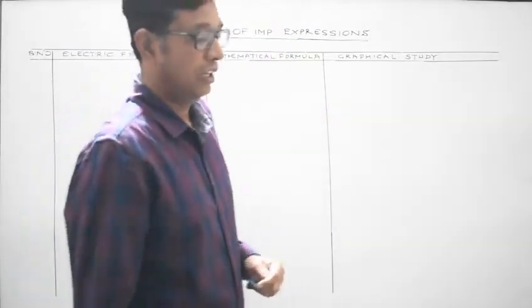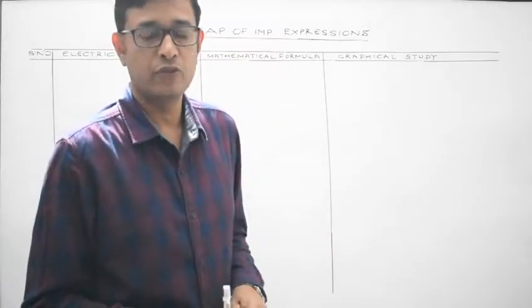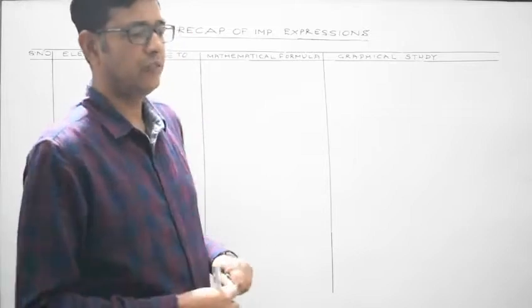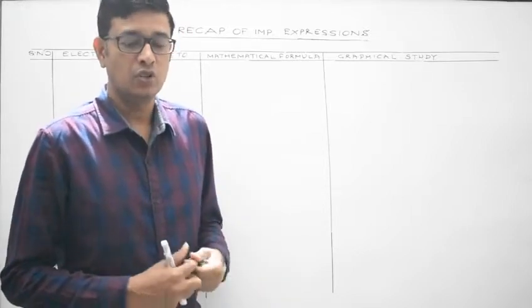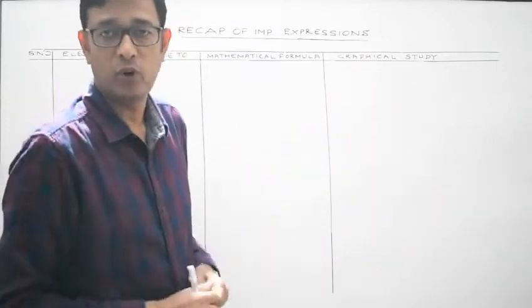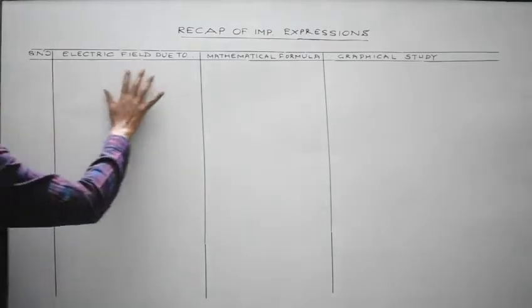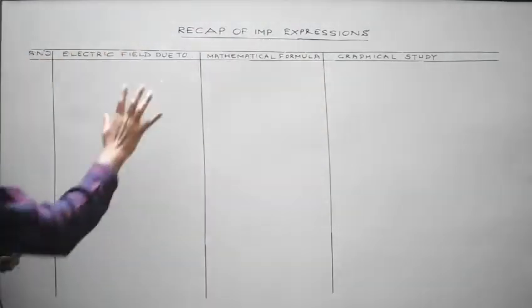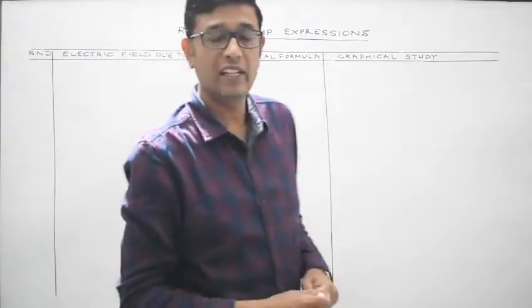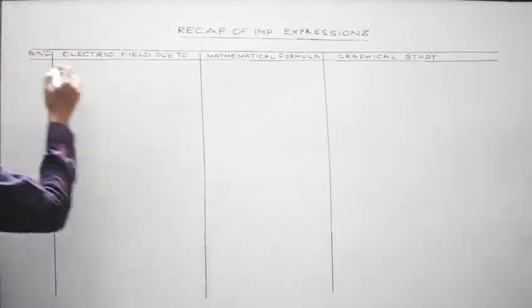So, in the previous episode, we have completed the theoretical portion of Gauss theorem. We have derived some very important expressions. So, in this particular section, let's try to recap all those important formulas, right? So, these are the particular columns. We'll be writing the expression for the electric field for different cases along with its graphical study.